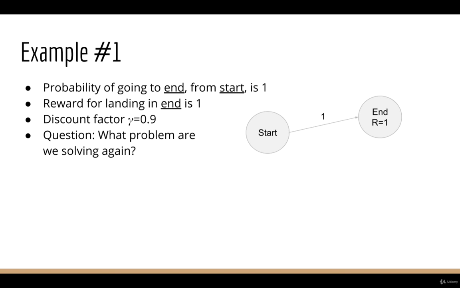Let's start with a very basic example. We have two states, start and end. The probability of going from start to end is 1. So every time you play this game, it's completely deterministic. Every game just consists of 2 steps, start and end. Let's suppose the end state gives you a reward of 1 and the discount factor is gamma equals 0.9. The question is, what do we need to find?